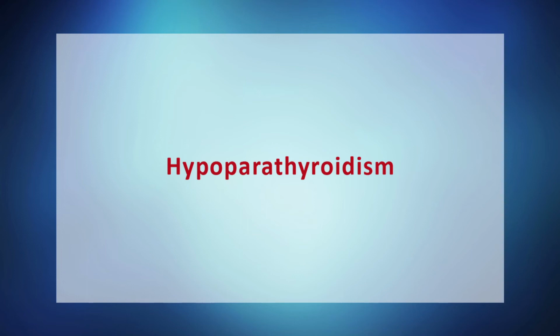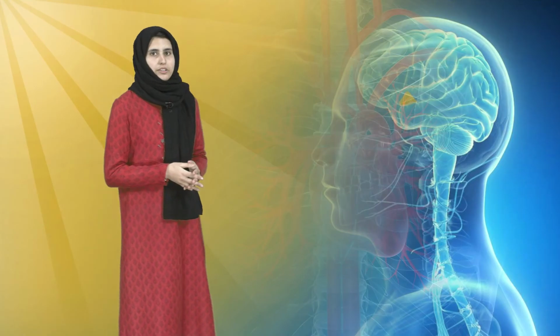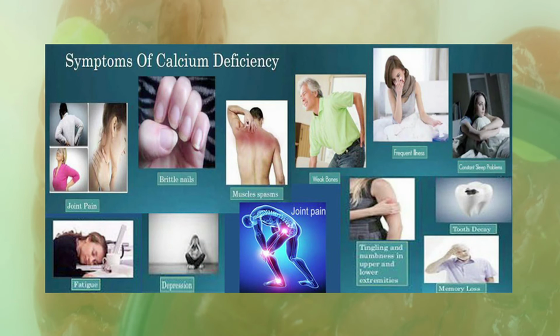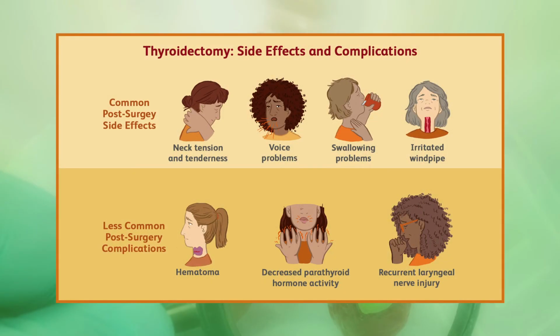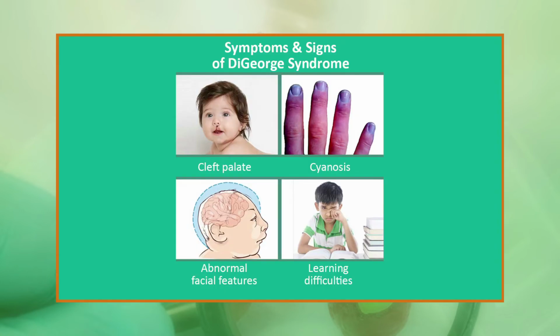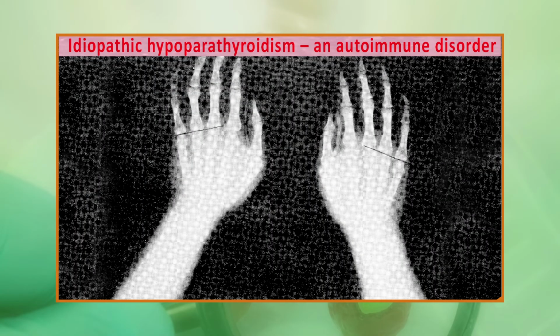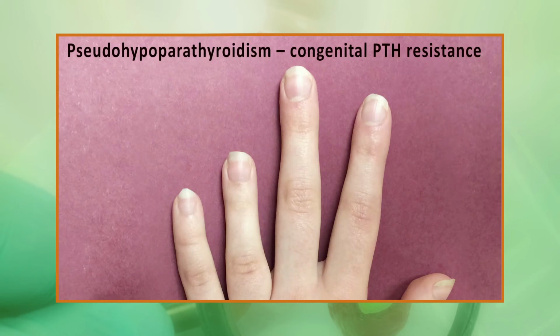Now, moving to hypoparathyroidism. Hypoparathyroidism is the deficiency of parathyroid hormone, resulting in hypocalcemia. It causes the usual symptoms of hypocalcemia as shown in the figure, but without osteomalacia. The main causes are complications of thyroid or parathyroid surgery. Second, congenital deficiency or DiGeorge syndrome. Idiopathic hypoparathyroidism, an autoimmune disorder. Pseudohypoparathyroidism, congenital parathyroid resistance.